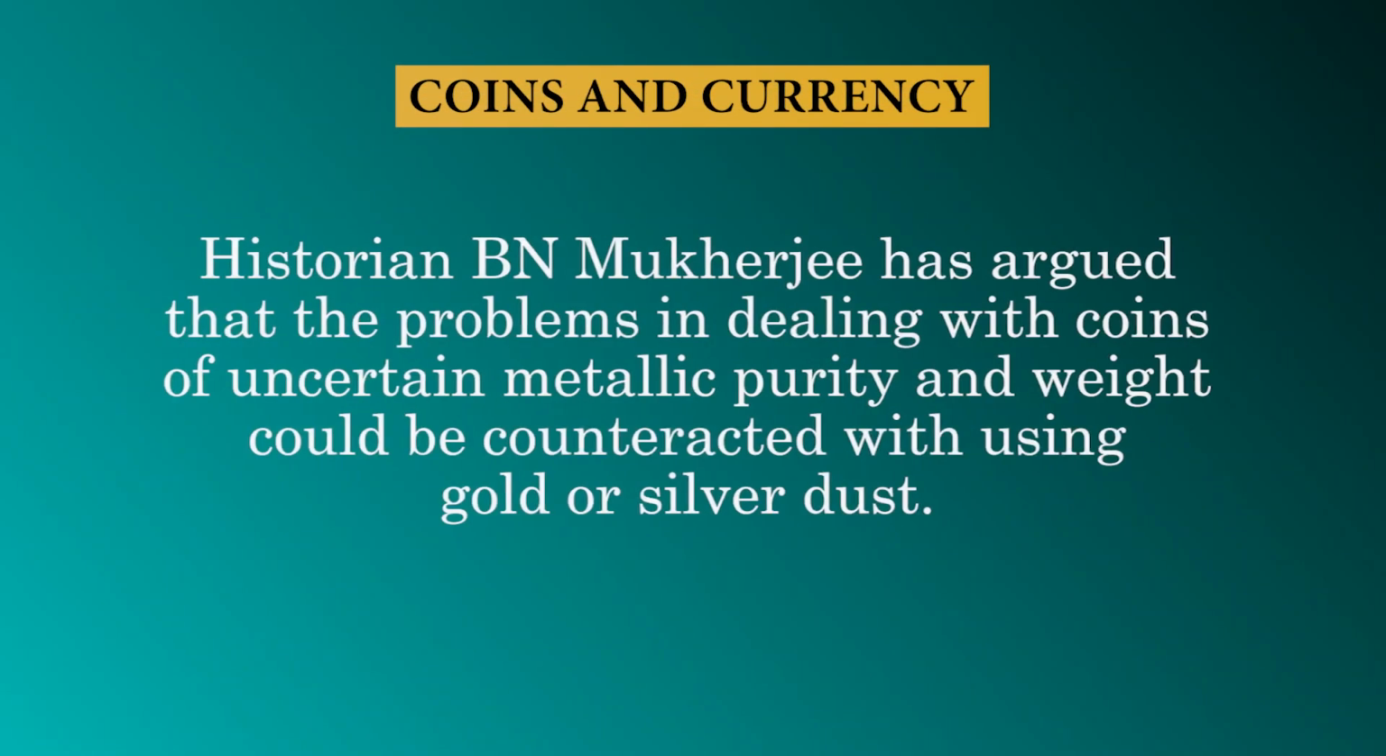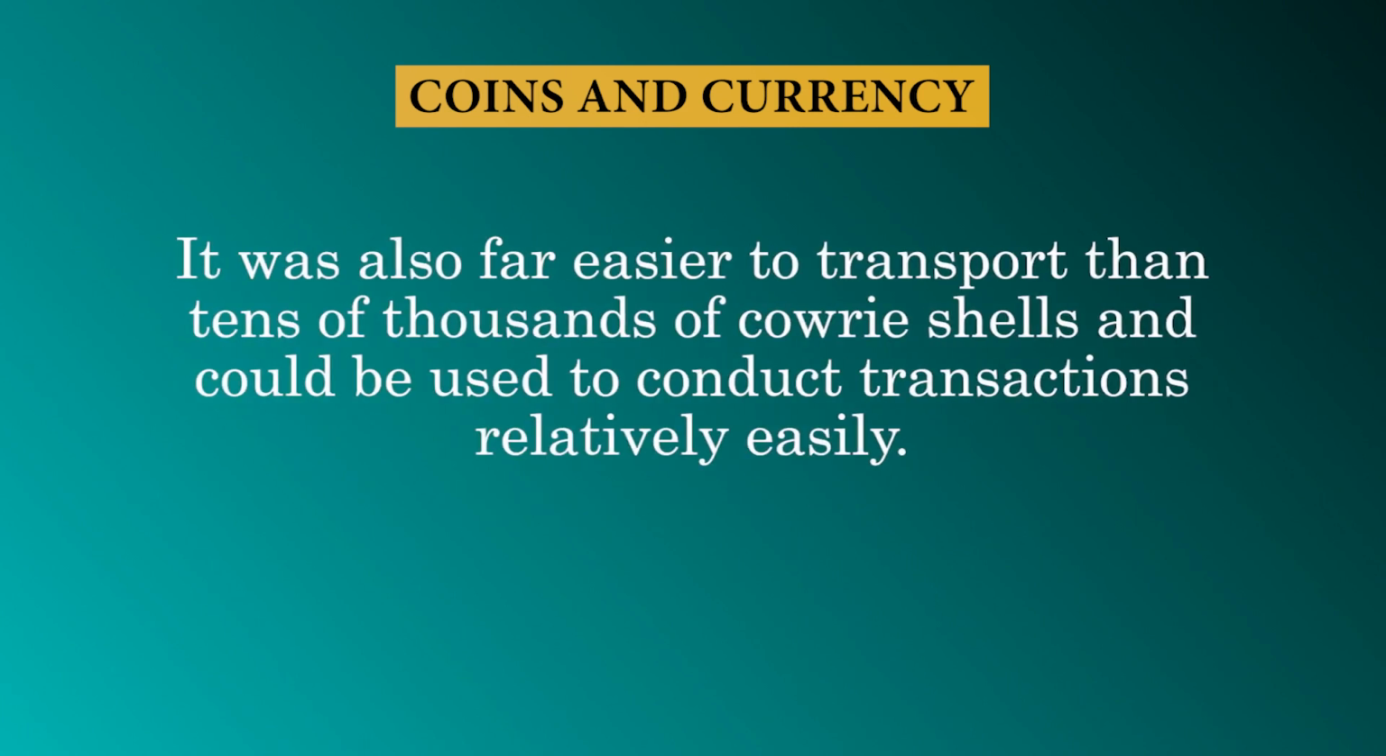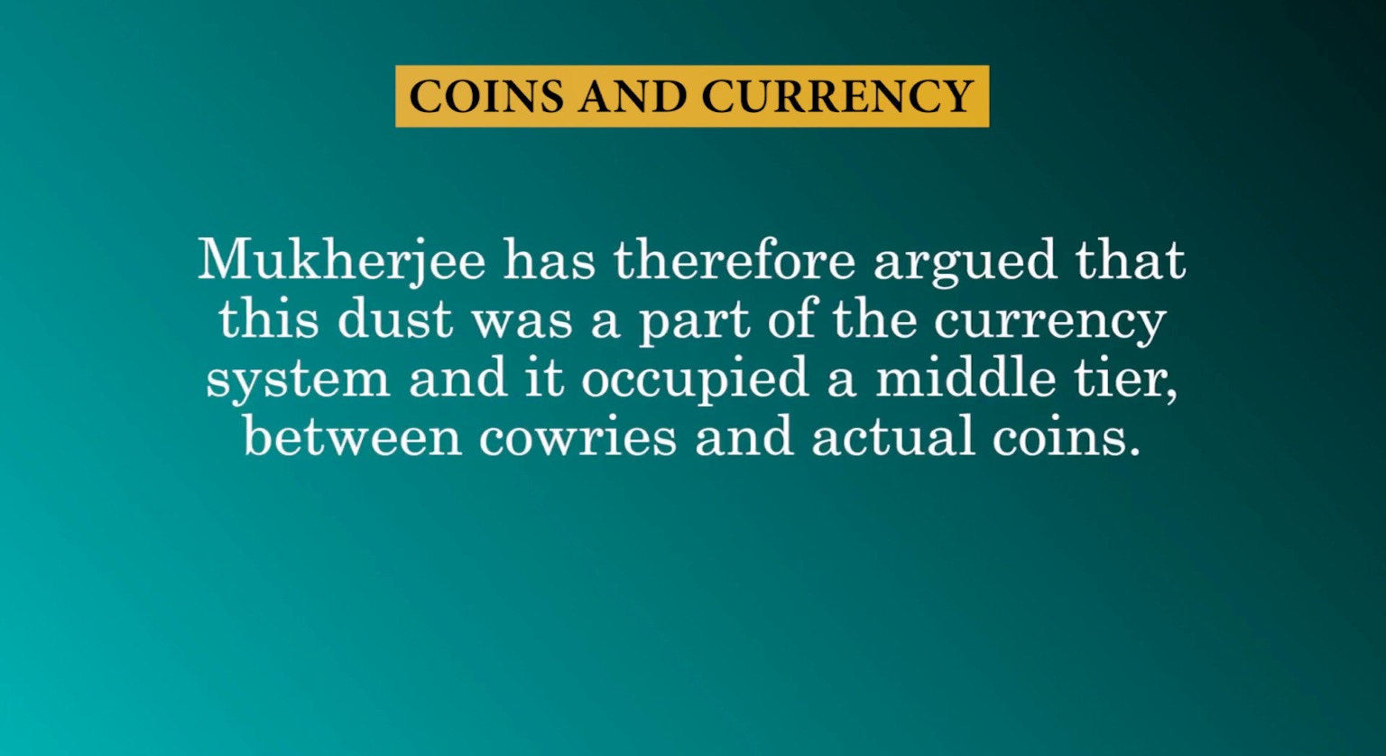Historian B.N. Mukherjee has argued that the problem in dealing with coins of uncertain metallic purity and weight could be counteracted with using gold or silver dust. It was also far easier to transport than tens of thousands of cowrie shells and could be used to conduct transactions relatively easily. Mukherjee has therefore argued that this dust was a part of the currency system and it occupied a middle tier between the cowrie system and the high value gold and silver coins.